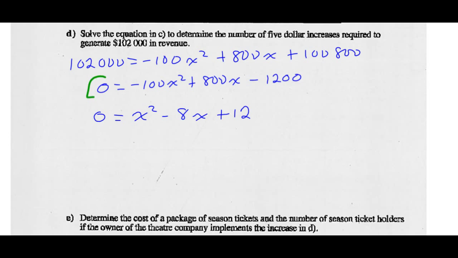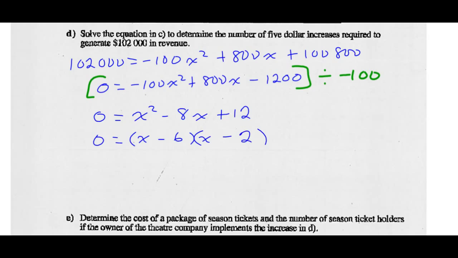So if you want to write down what we did, we divided every term by negative 100. And we got this much simpler equation. And now I can factor this equation. The only way we get to x squared is to put an x in front of each bracket. So what multiplies to 12 and adds to negative 8? That's minus 6 and minus 2.